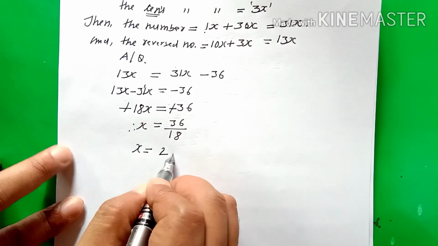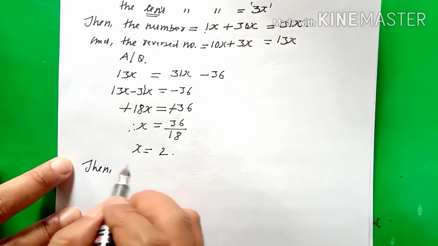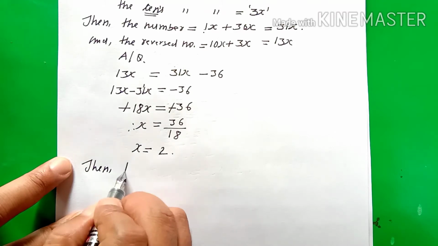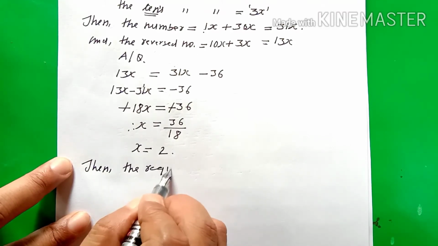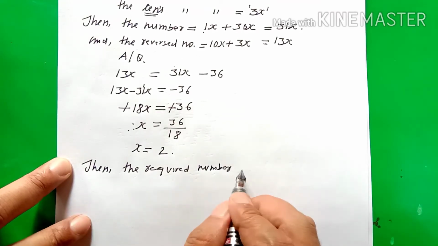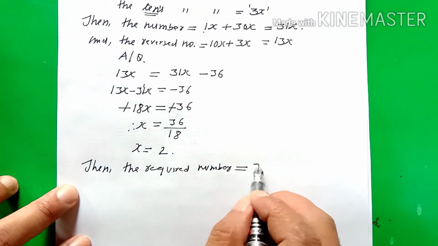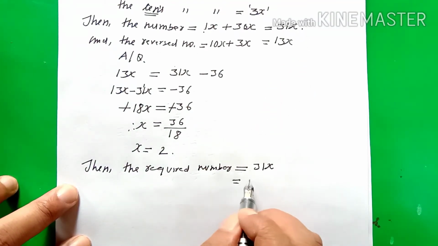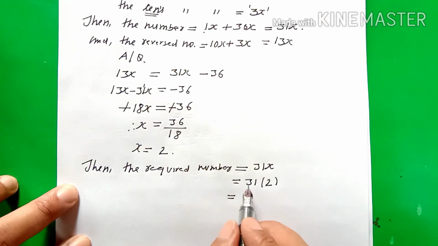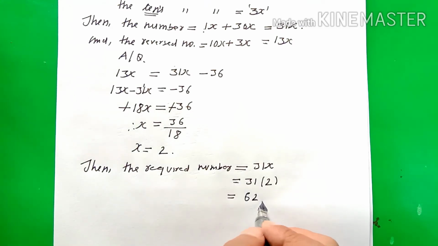18 into 2. Now to find the number, one must substitute the value of x in the given number or the equation. So then the required number is 31x. So 31x equals 31 into the x value I've got here, 2, which is equal to 62. That is the original number.